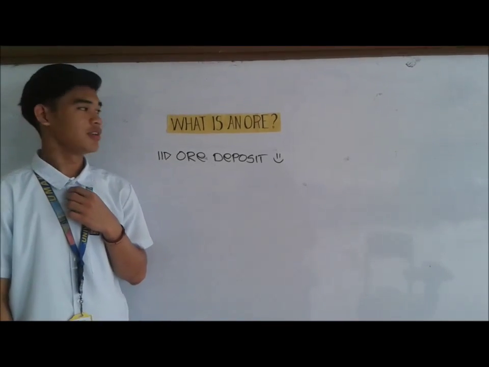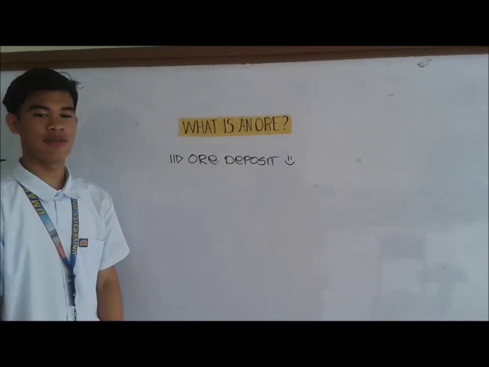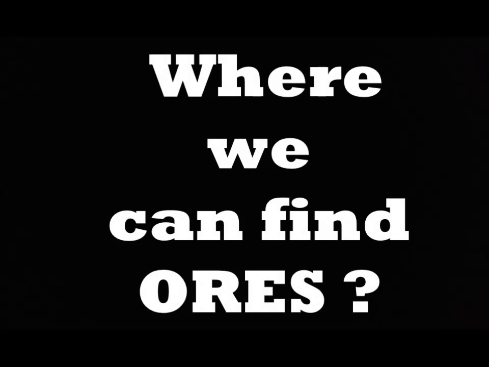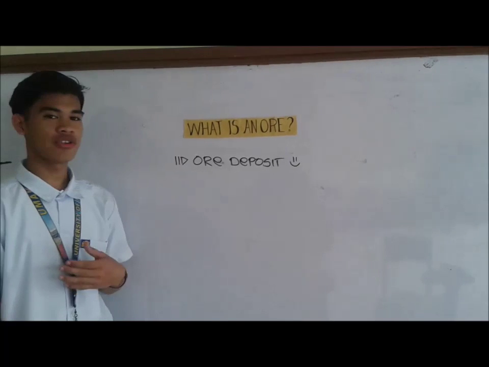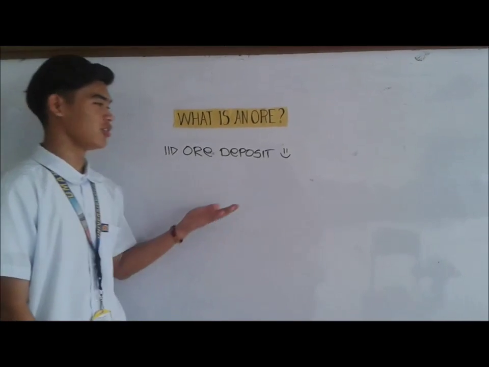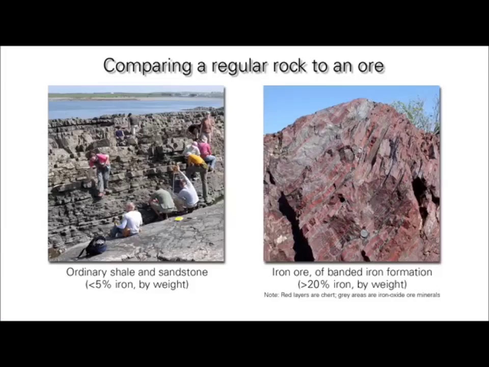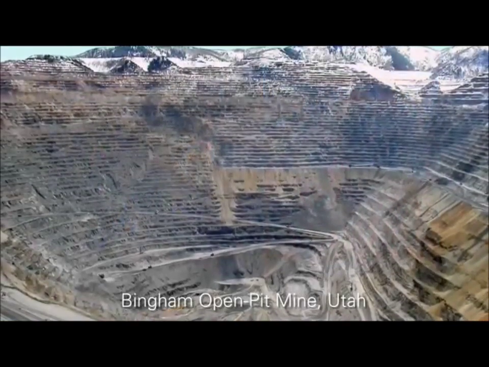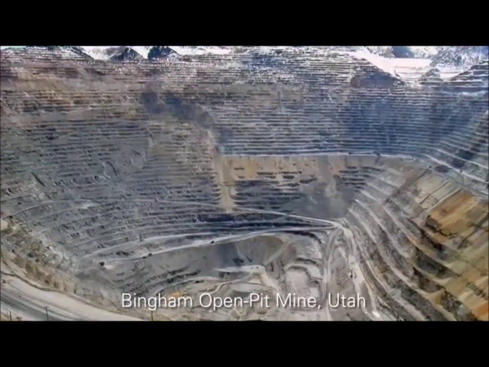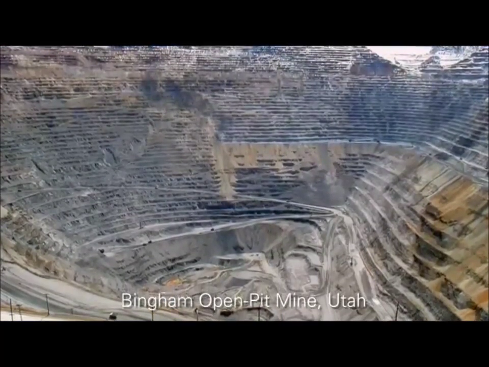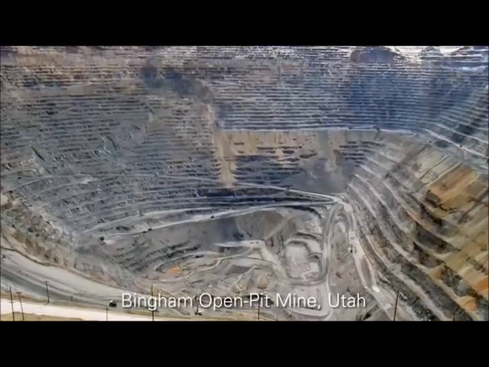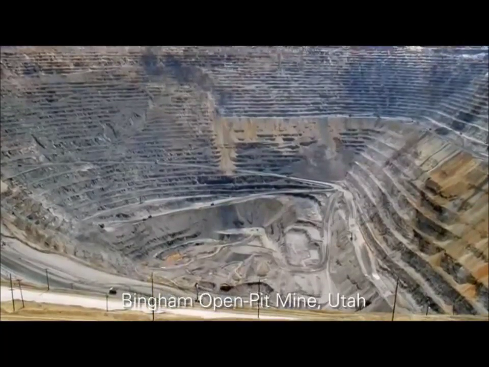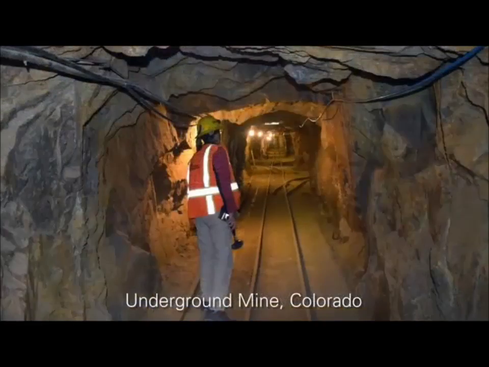What is an ore? It's a rock proven to contain metals that can be mined for a profit. You can find ore in an ore deposit. A place where there's enough ore to make it economical to mine is called an ore deposit. Miners can extract ore from near-surface ore deposits through open-pit mines. Ore deposits that are deeper down in the crust can be accessed by underground mines.